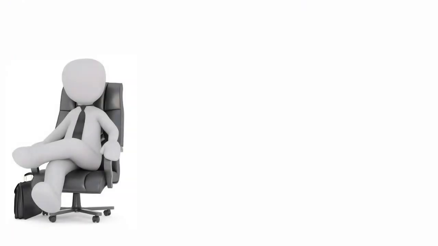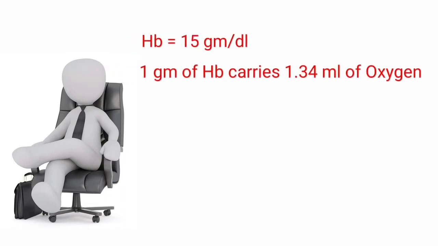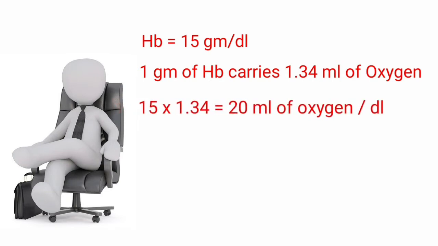Normal hemoglobin in healthy adults is approximately 15 grams per deciliter. Each gram of hemoglobin can carry 1.34 ml of oxygen. So with 15 grams of hemoglobin per deciliter, it can carry 20 ml of oxygen per 100 ml of blood.